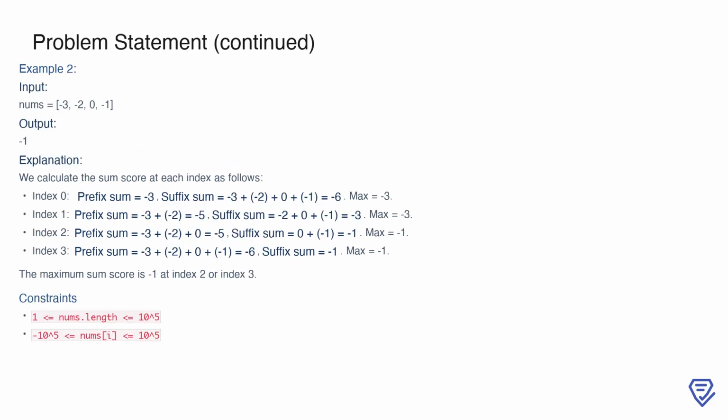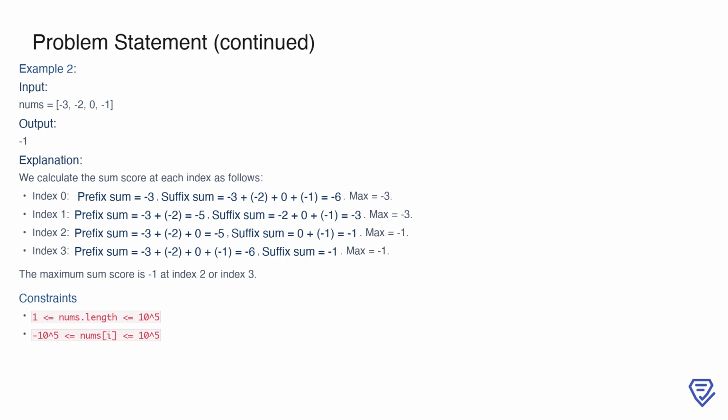Now, let's consider another example with the array -3, -2, 0, -1. At index 0, the prefix sum is -3, and the suffix sum is -6, so the maximum is -3. At index 1, the prefix sum becomes -5, and the suffix sum is -3, so the maximum again is -3. For index 2, the prefix sum is still -5, but the suffix sum is -1, making the maximum -1. Finally, at index 3, the prefix sum is -6 and the suffix sum is -1, so the maximum stays -1.